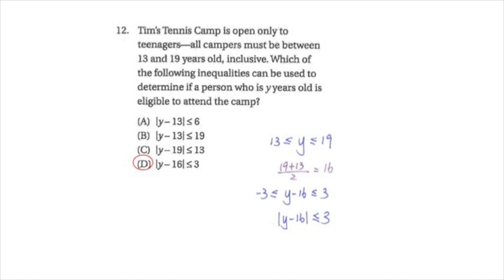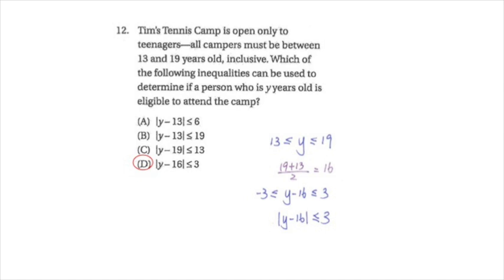Question 12, we're asked to find out which of the following can be used to determine if a person whose age is Y years old is eligible to attend this camp, which has an age limit of 13 and 19. So Y has to be between 13 and 19.